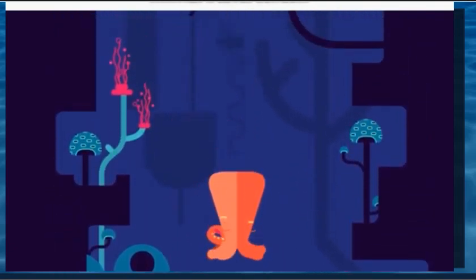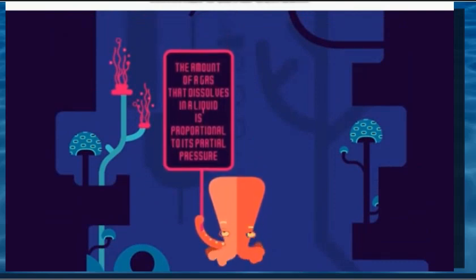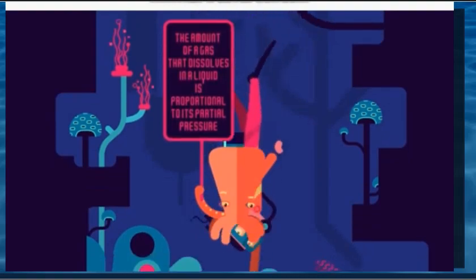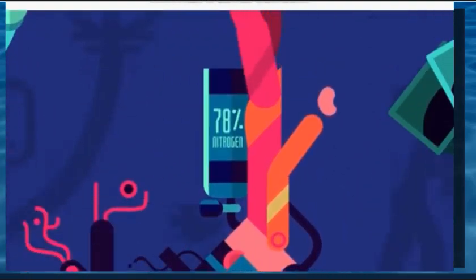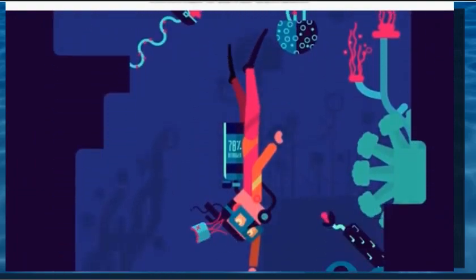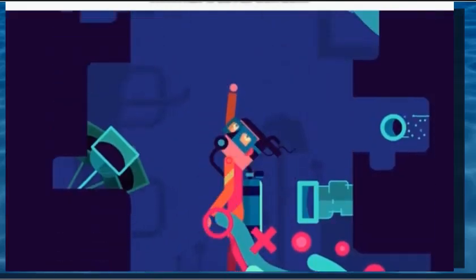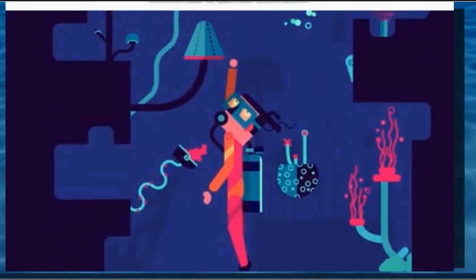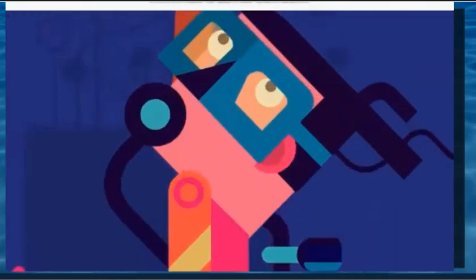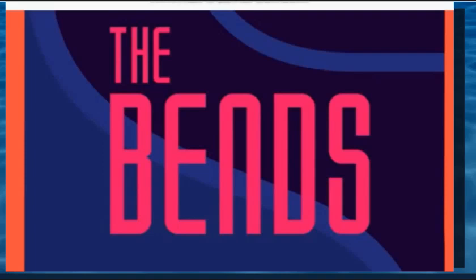Henry's law states that the amount of a gas that dissolves in a liquid is proportional to its partial pressure. The air a diver breathes is 78% nitrogen. At a higher pressure under the sea, the nitrogen from the air in a scuba tank diffuses into a diver's tissues in greater concentrations than it would on land. If the diver ascends too quickly, this built-up nitrogen can come out of solution and form microbubbles in her tissues, blood, and joints, causing decompression sickness, aka the bends.